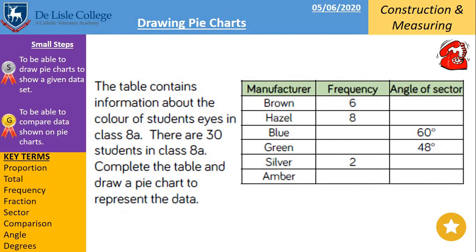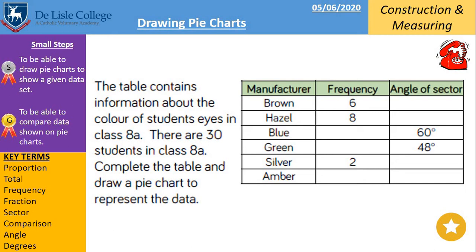Next up, we've got another table here, and this time we're looking at information about the colour of students' eyes in class 8A. And this is again the key bit that you would highlight. I think if you see this as a question, there are 30 students. So I would highlight that 30, and you're going to now complete the table and draw a pie chart to represent the data.